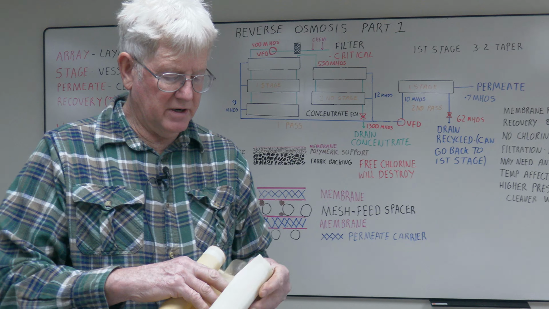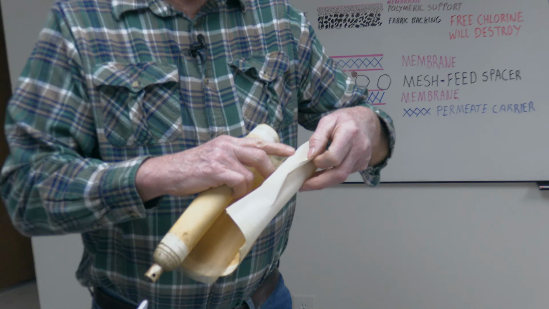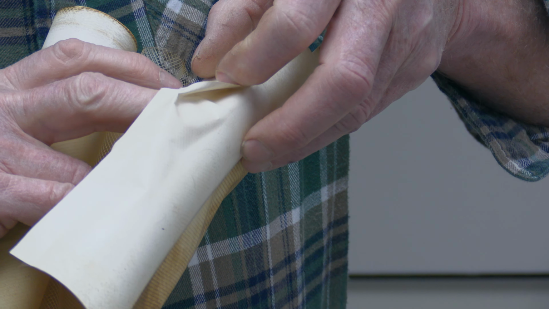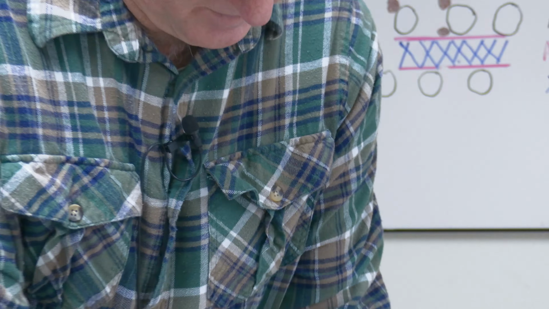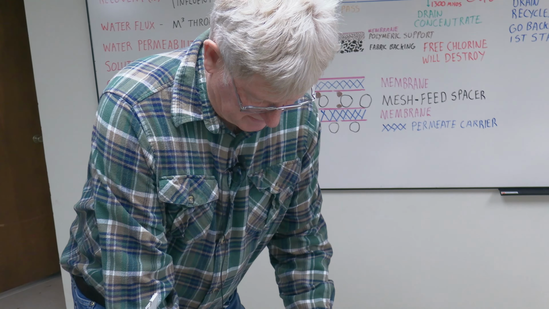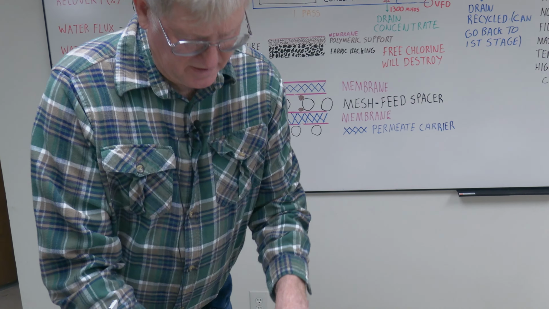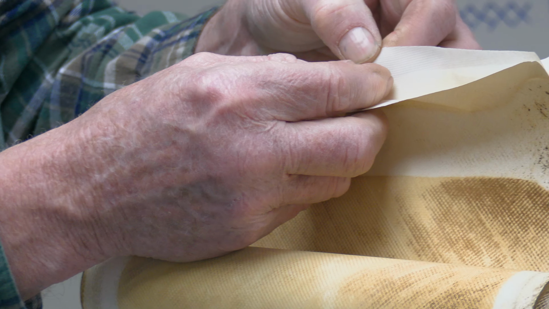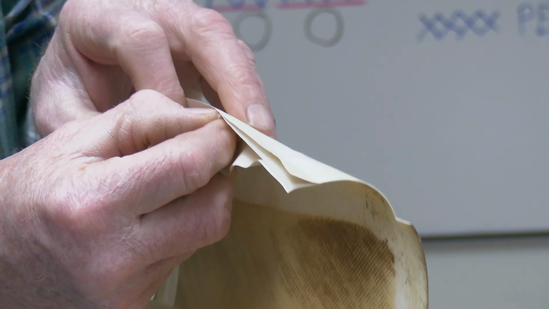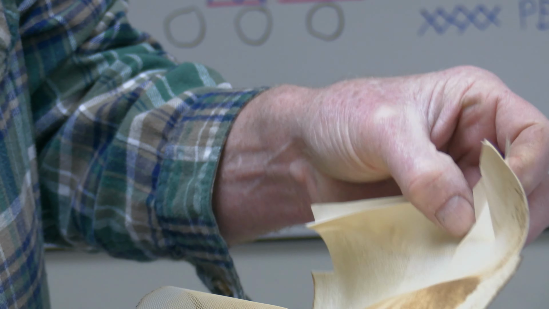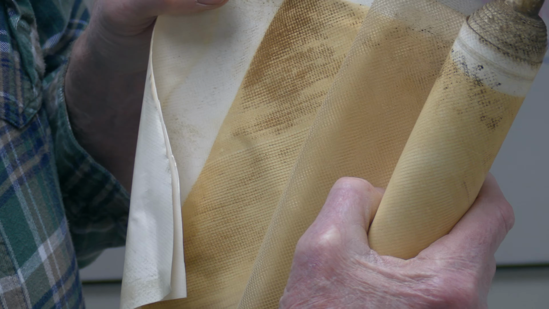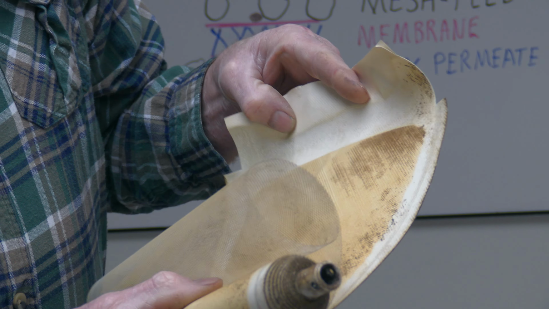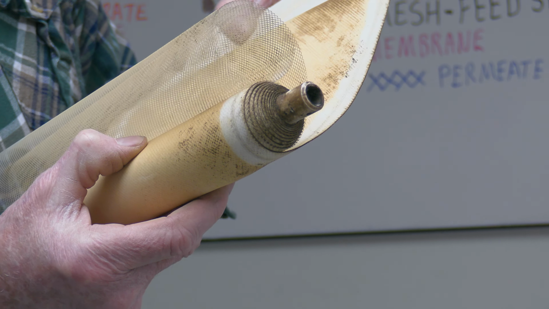This is the actual membrane. There are 2 layers of membrane, then there's your permeate carrier in the middle of it. So it's the membrane surface here with the spacer. The edges are glued together and sealed, so it makes a leaf. So this whole thing is one. All this water is directed back into the collection tube.